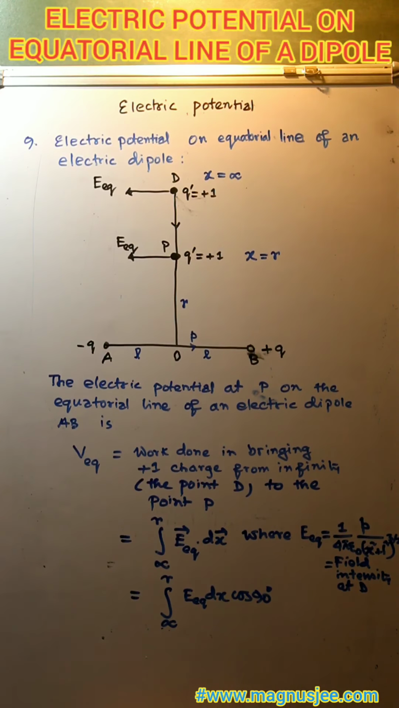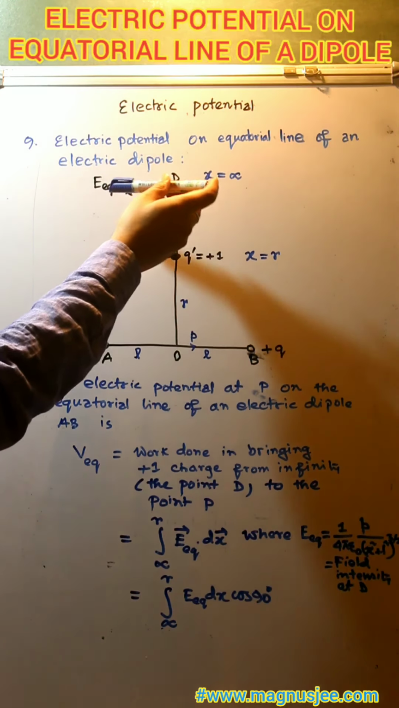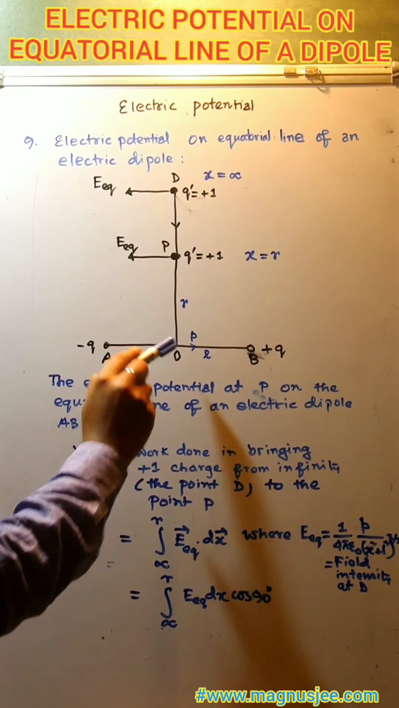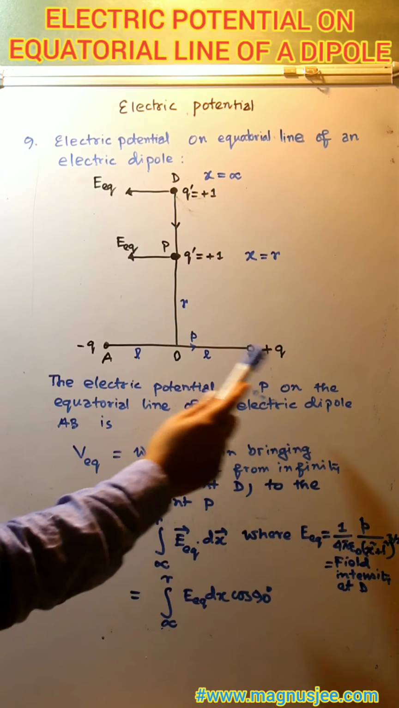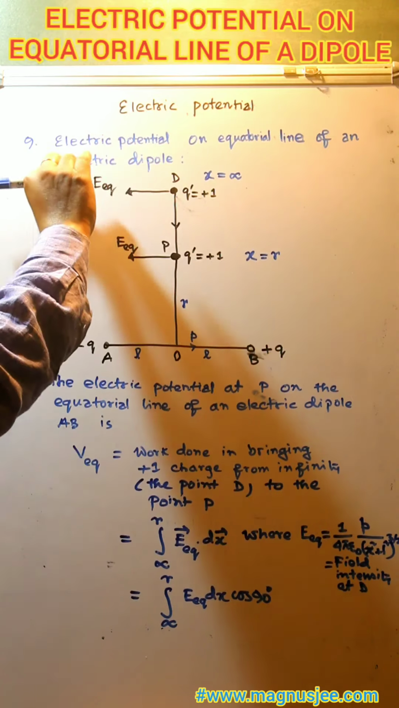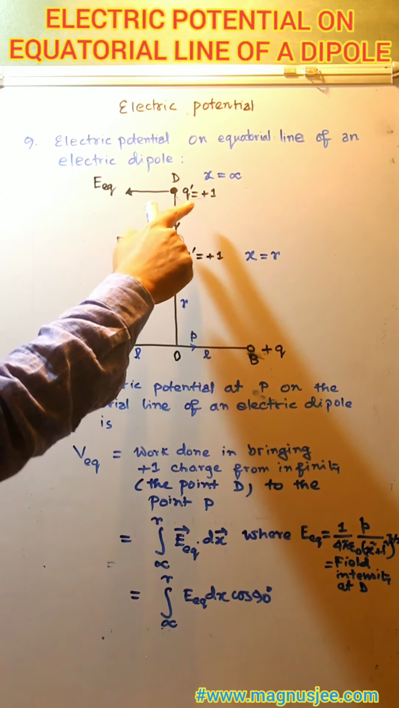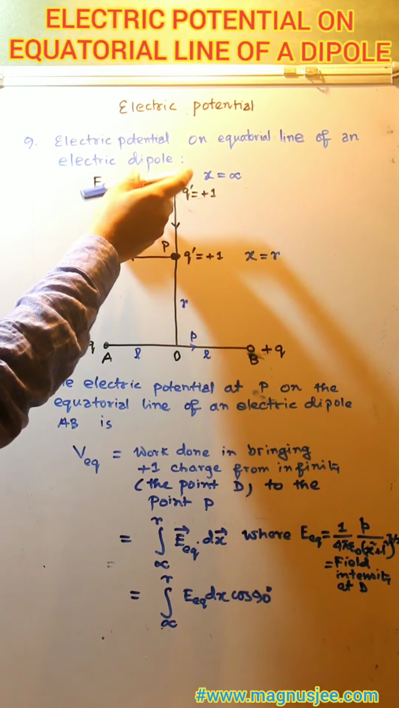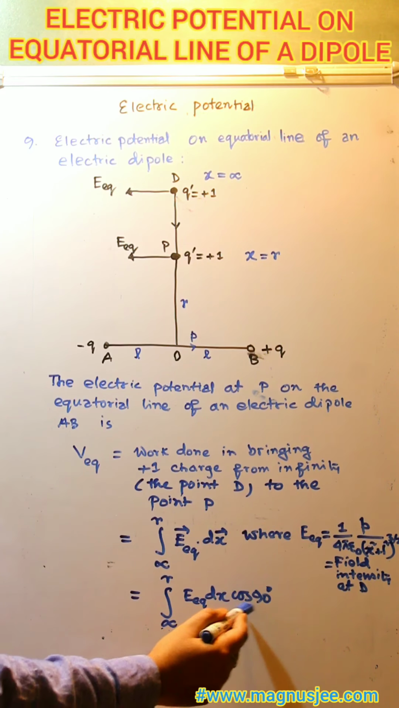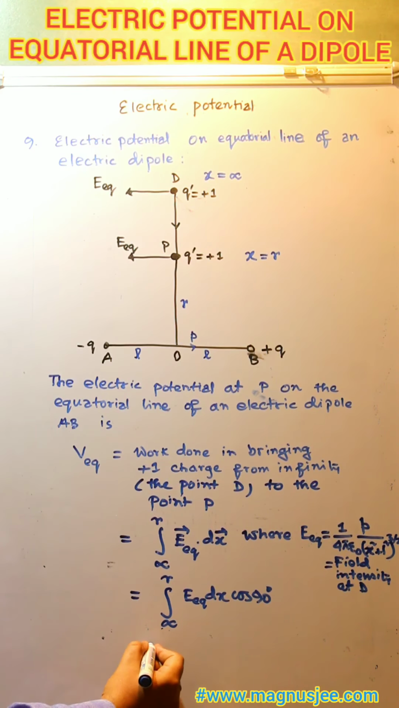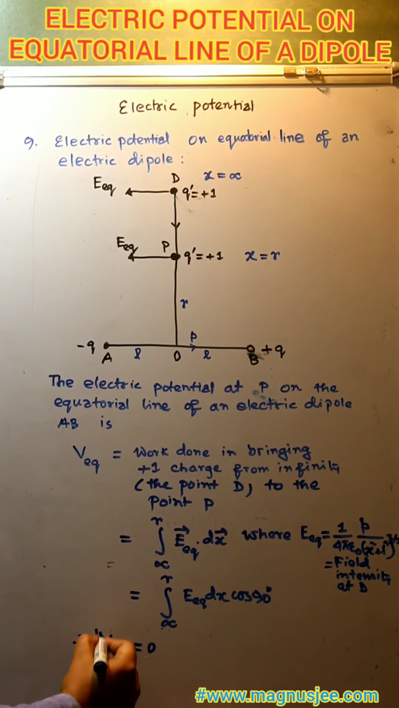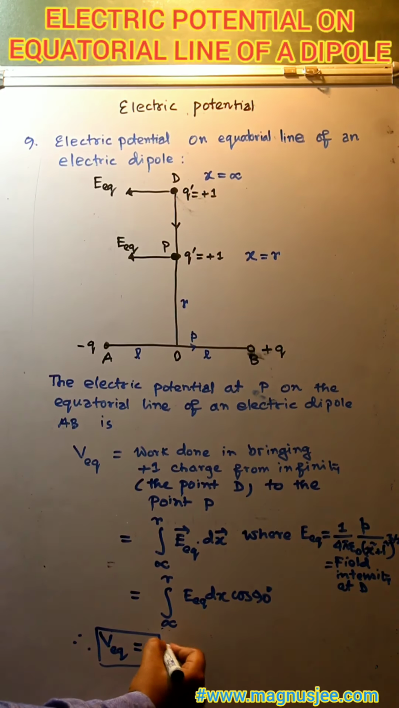In this case, the force on this unit positive charge acts in the opposite direction of the dipole moment vector P. Dipole moment vector P acts along AB from minus Q to plus Q charge, but E_EQ acts in the opposite direction, and the displacement of the unit positive charge occurs along the equatorial line. So obviously force acts perpendicular to the displacement. That's why we have written cos 90 degree, that is 0. So the expression of electric potential at a point on the equatorial line will be 0.